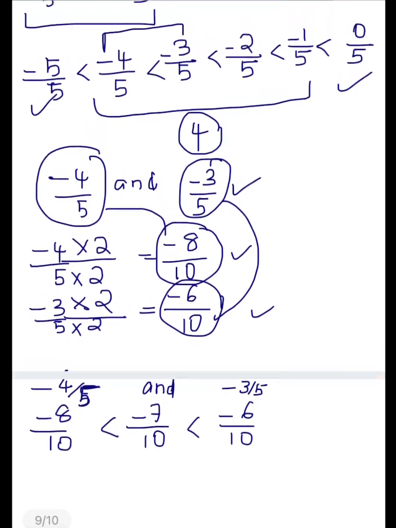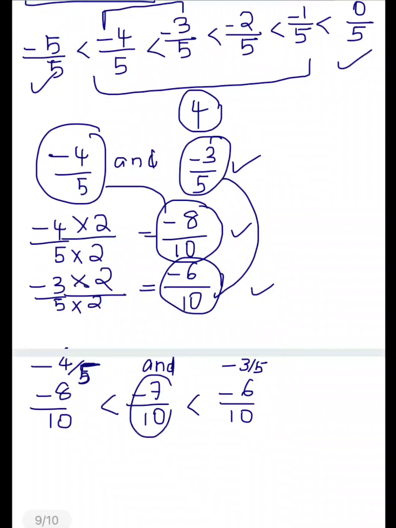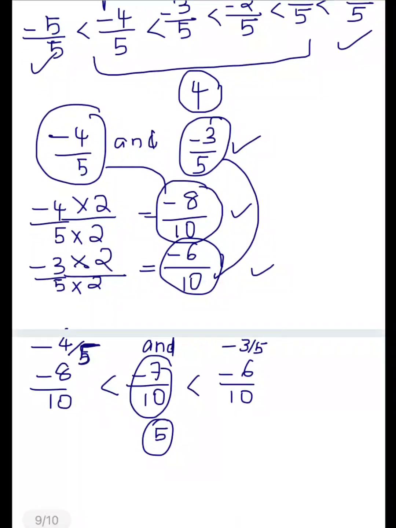What is that? Minus 7 by 10. Okay, so you have found the fifth rational number also. So what are the rational numbers that you have found? It's minus 4 by 5.